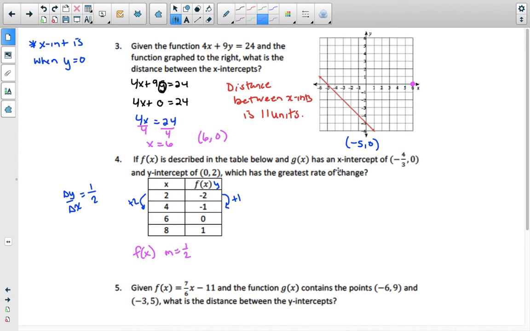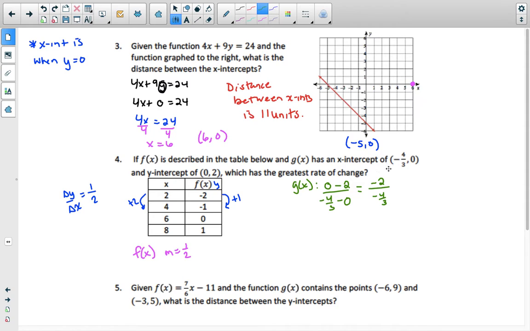For g of x, we have two coordinates that we can still find our slope from. So for g of x, our change in y is going to be, we have a 0 for our first y, minus 2 for the next y, divided by -4/3 for our first x, minus 0 for our second x. 0 minus 2 is -2, divided by -4/3 minus 0 is -4/3.